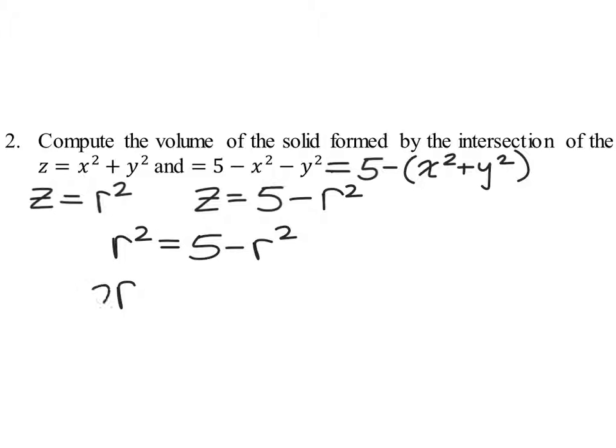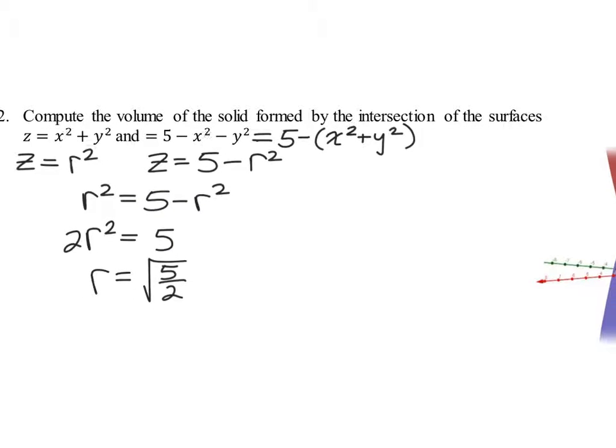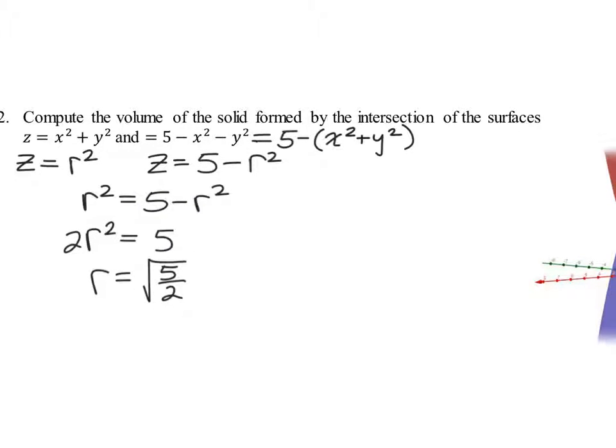Add r squared to both sides and solve. Divide and take the root, and you get the square root of 5 over 2. With polar coordinates, we don't account for the negative because the negative is just talking about a direction.